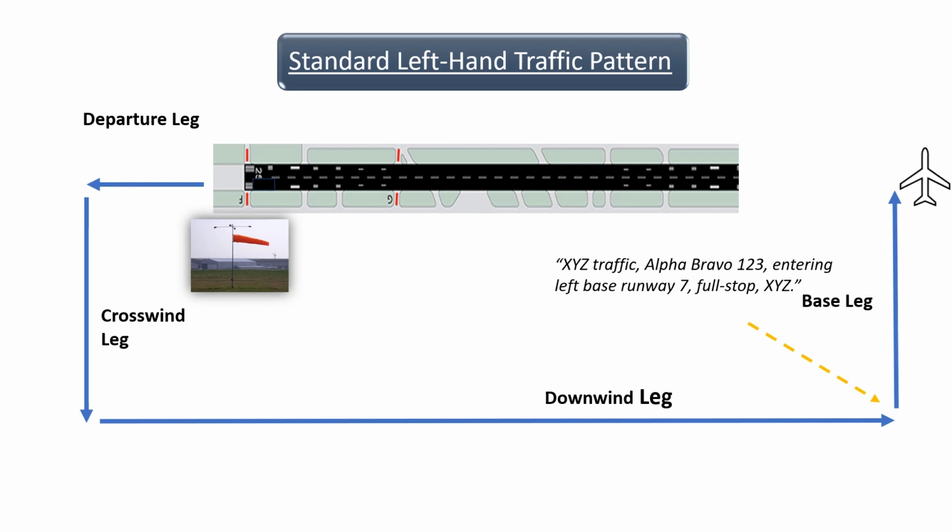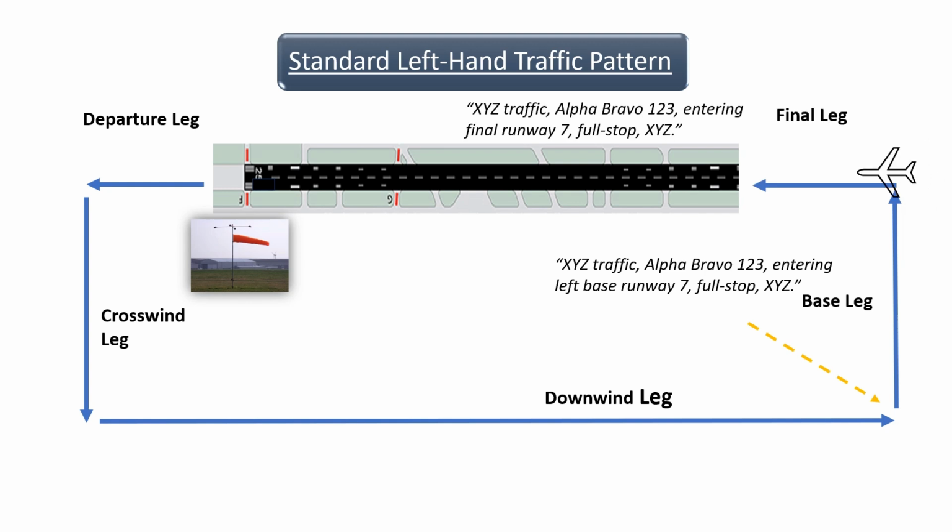After flying the base leg, the pilot then should turn left to fly the final approach leg and continue a stabilized descending flight path until the point of touchdown on the landing runway. The radio call when on final approach would sound something like this. XYZ traffic, Alpha Bravo 1-2-3, on final approach runway 7, full stop, XYZ.